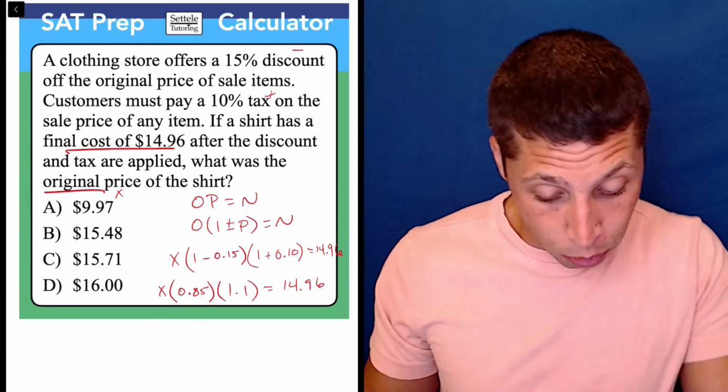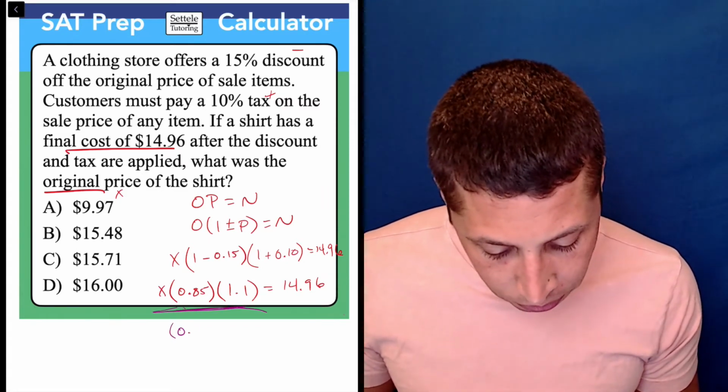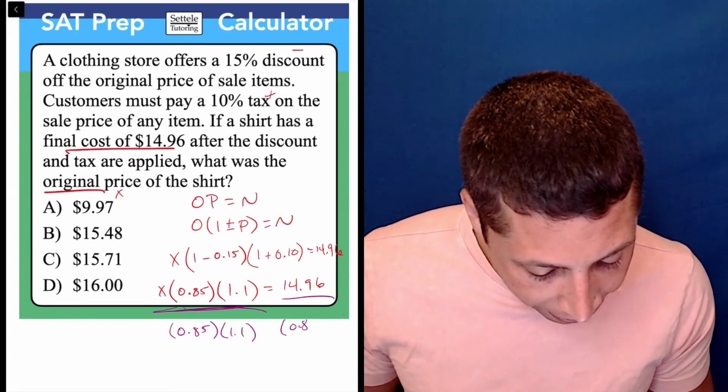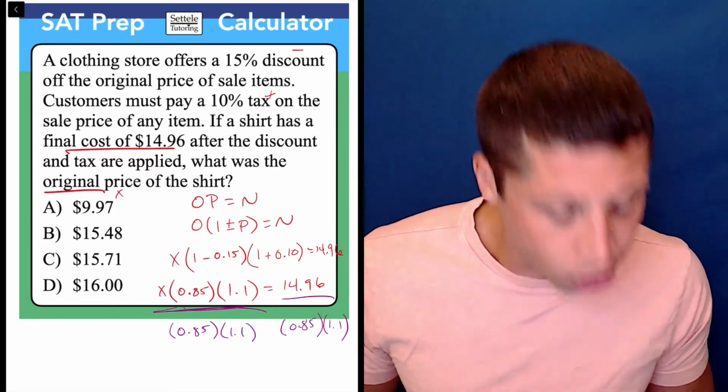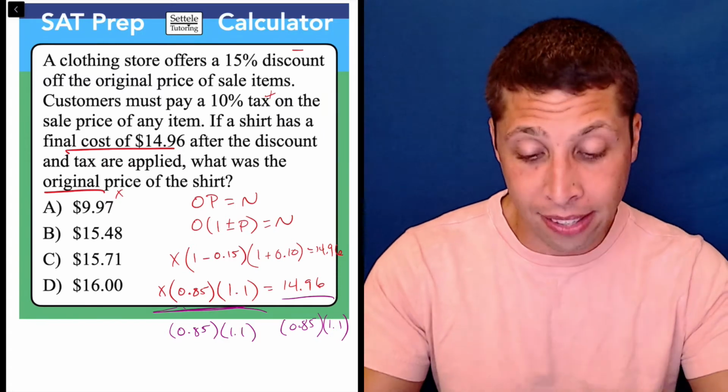So I'm going to take my 14.96, and this is what makes this open formula so useful, is when we actually do it, we are going to divide by these two numbers, not multiply. And that's what we associate with percentages. We associate multiplication, but the SAT tends to ask them in ways that involve dividing instead.